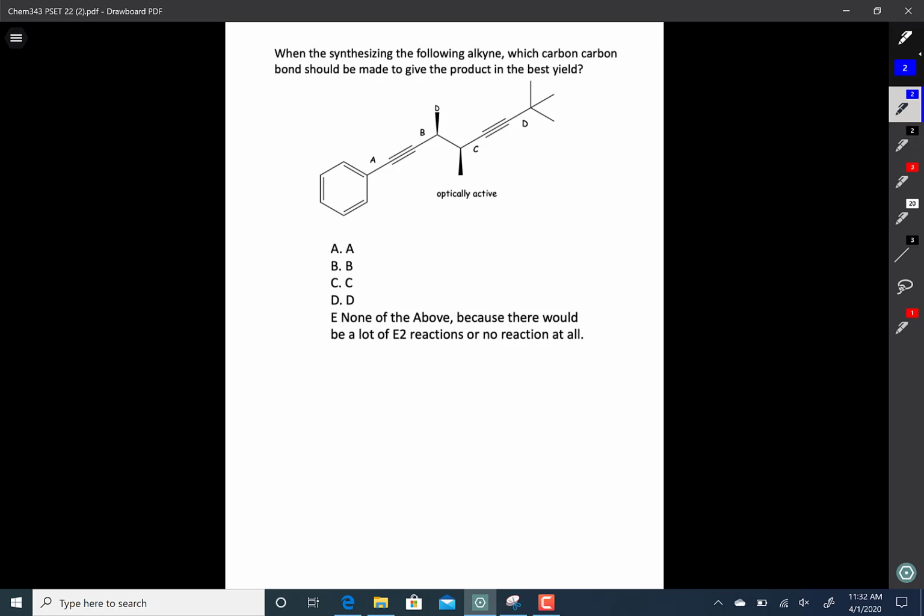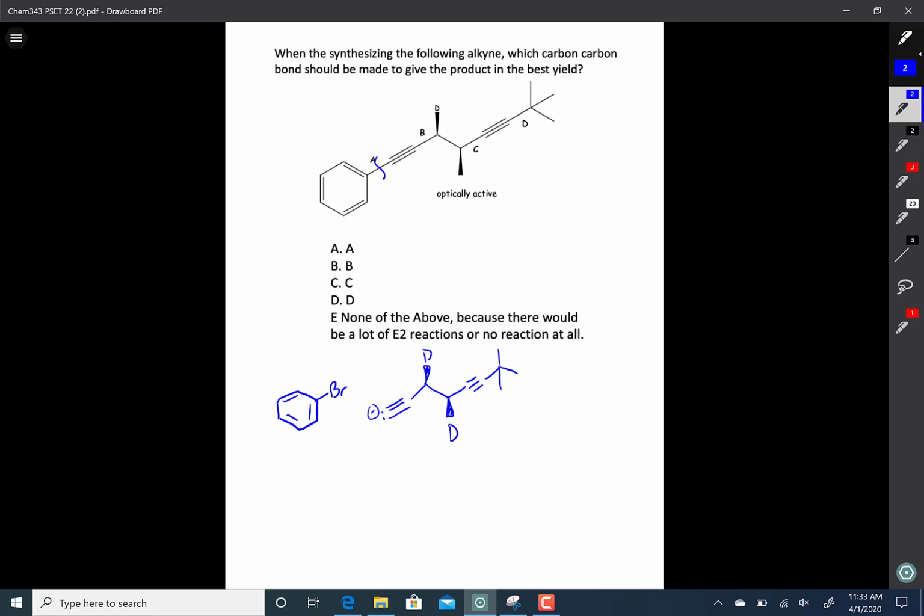make this molecule? And so when we're making alkynes, say, for example, we choose A. We make the alkyne by reacting a halide, like a bromide, with the deprotonated terminal alkyne. So if we're making A, this is the combination that we would use.